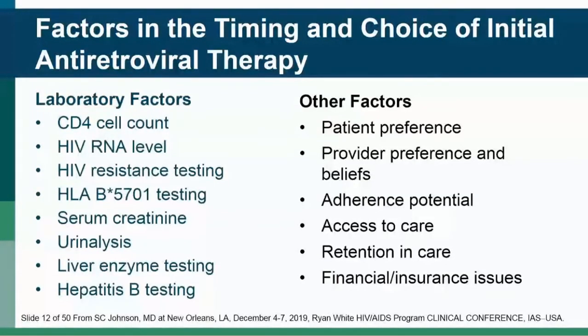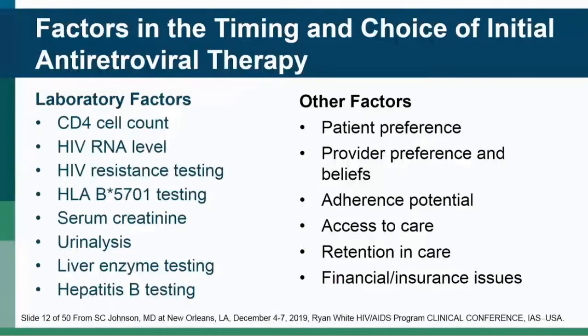There are some laboratory factors that we use in terms of choosing antiretroviral therapy. But as Dr. Sag mentioned, although we measure the CD4 count and the HIV RNA level, we really are placing everybody on antiretroviral therapy regardless of those two results. HIV resistance testing is still part of the initial treatment of HIV. I think it's a bit controversial these days about the cost effectiveness given the rise of integrase inhibitors, but it's still a recommended initial test.